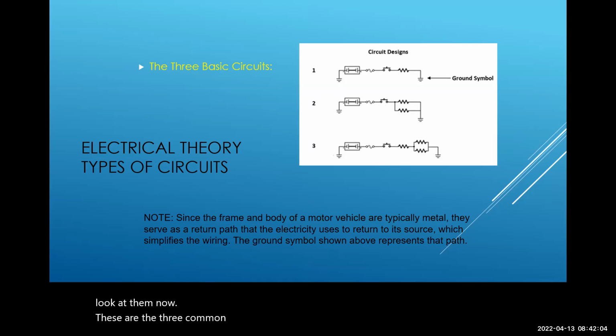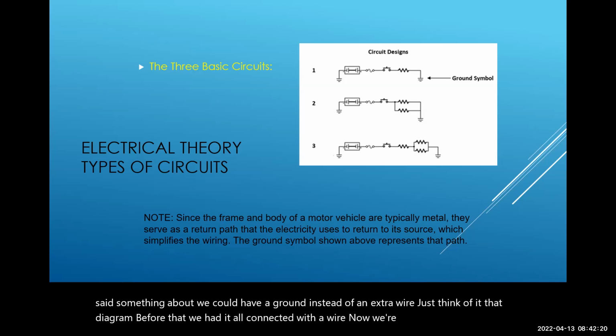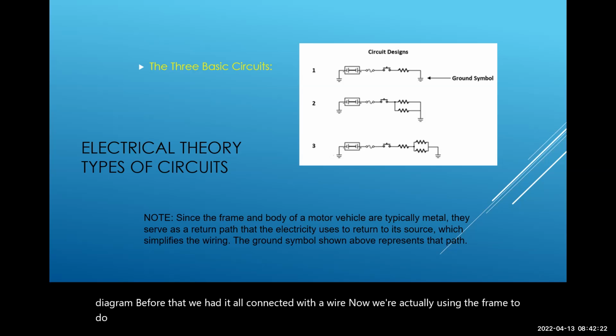This is like we kind of talked about, but remember I said we could have a ground instead of an extra wire. Just think of that diagram before, where we had it all connected with a wire. Now we're actually using the frame to do this. Same kind of scenario, but we just go ahead and use the frame, so that we can cut down on the wire in the car. This is why we use the frame a lot of times.